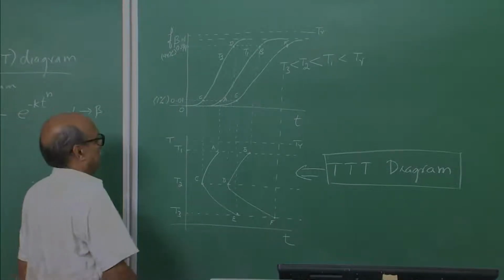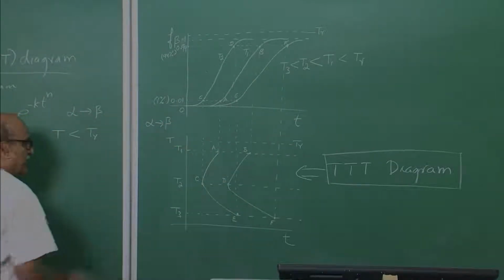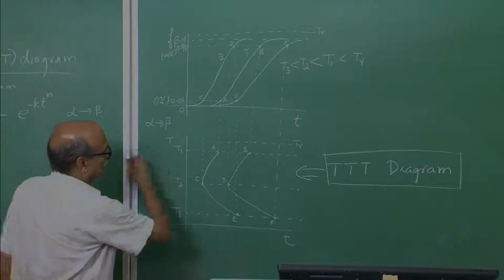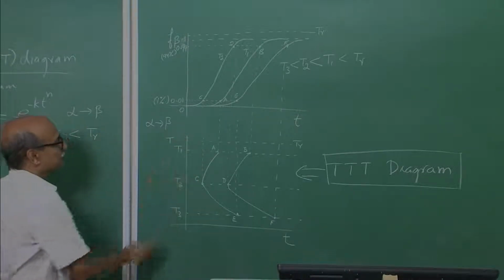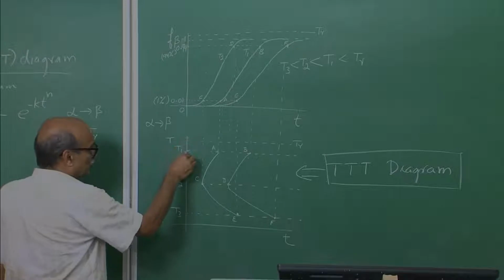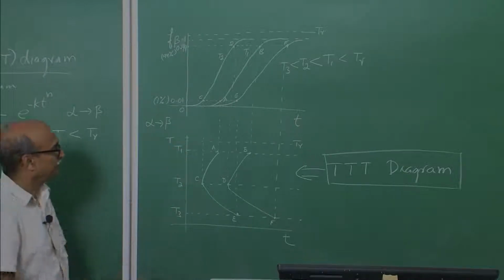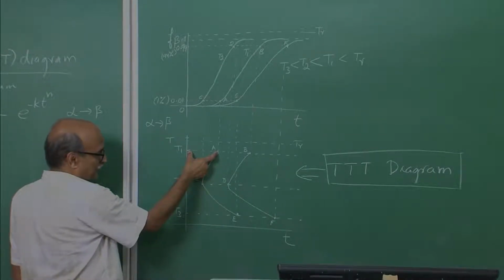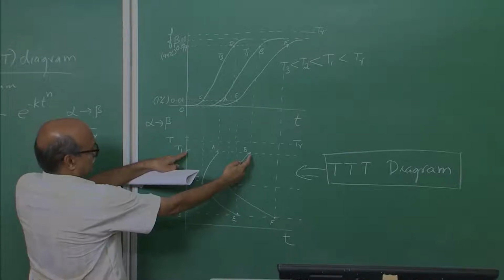So, now what is this diagram telling me? Let us say I have this alpha transforming to beta below the transformation temperature. Let us say I am initially at a temperature above TR and I suddenly cool down very rapidly, almost in 0 time, so that I reach a temperature T1 and then I hold there. Then I know that this much time will be required for 1% transformation to take place and this much time would be required for 99% transformation to be complete.